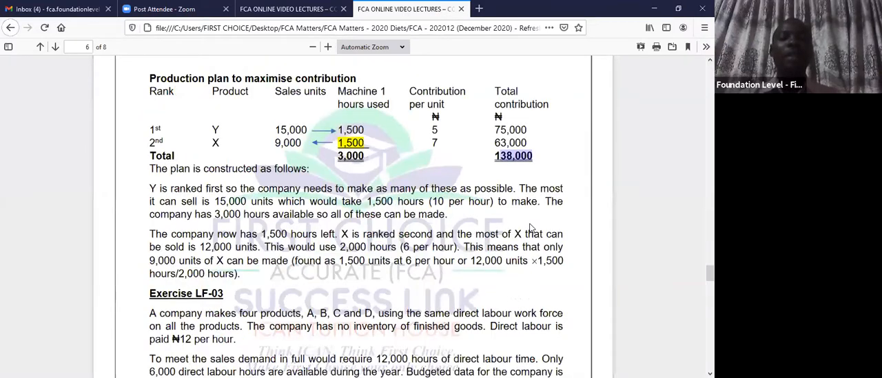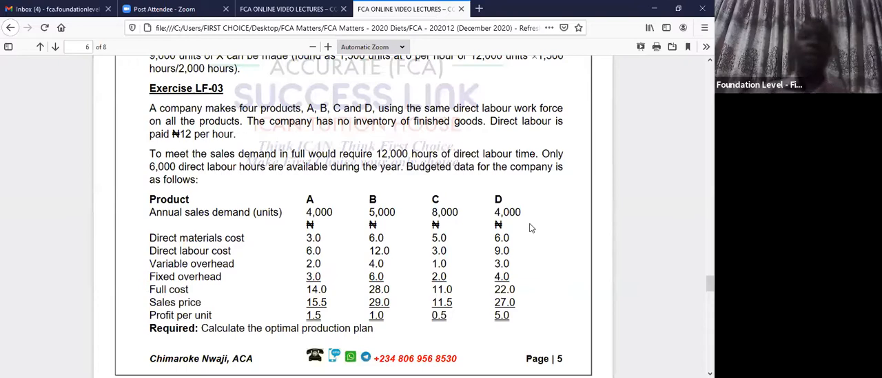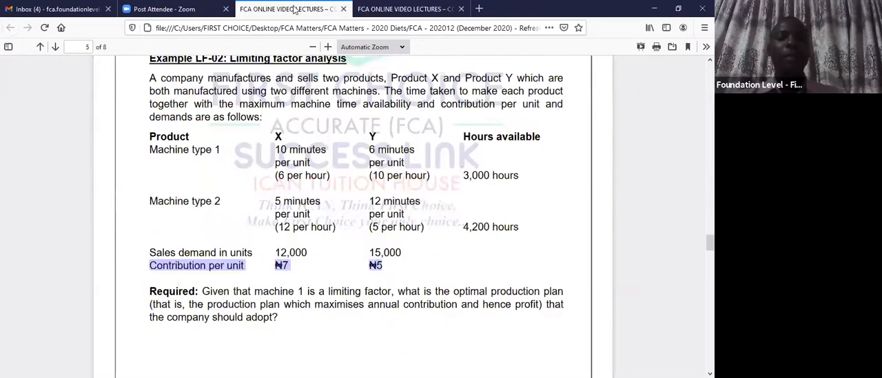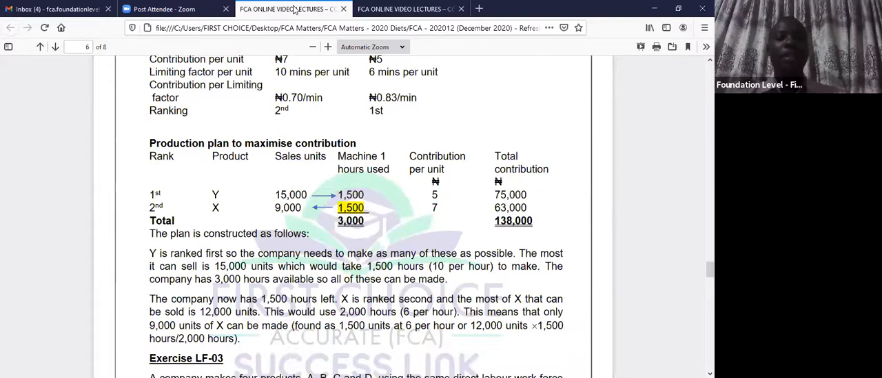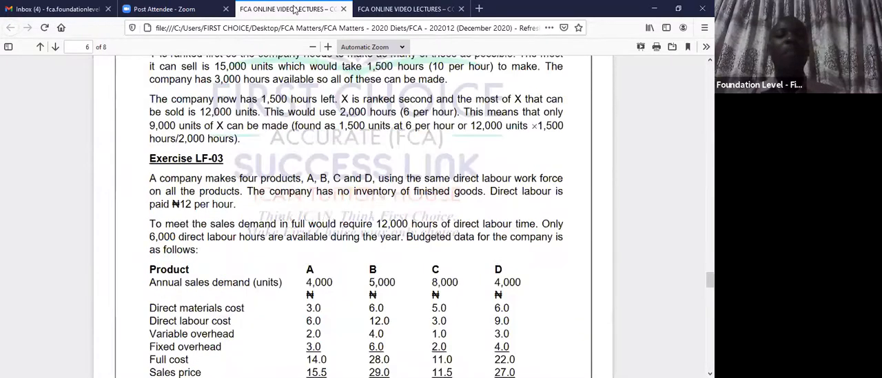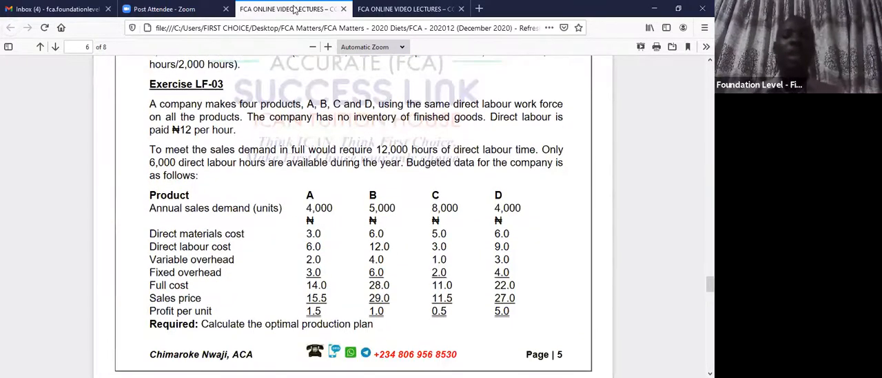Now let's look at question LF3. Question LF3. A company makes 4 products, A, B, C, and D. Now, these 4 products are using the same direct labor workforce. So you see, they're going to be competing for attention. The company has no inventory of finished goods.